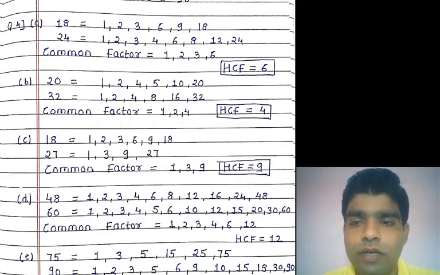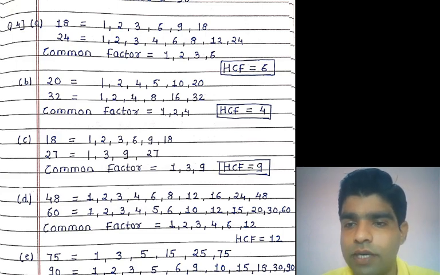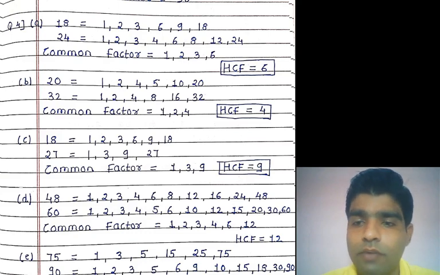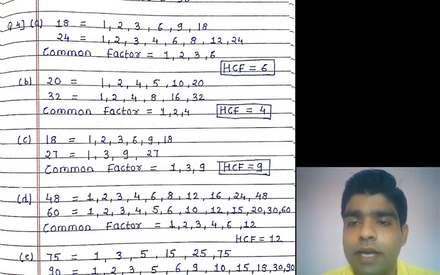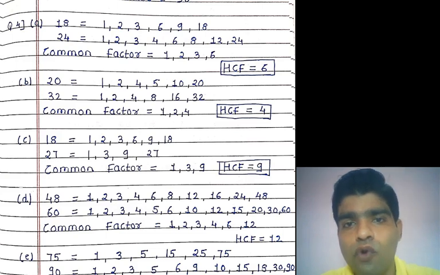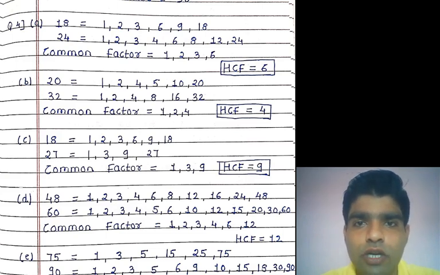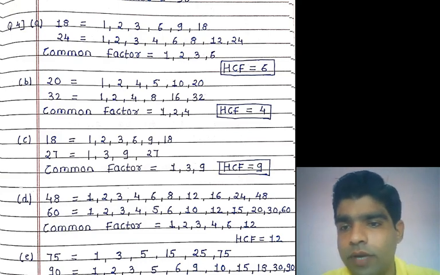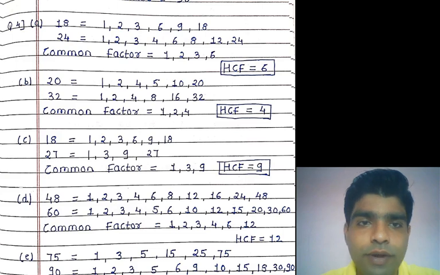Next we find the factors of 24. Here we have 1, 2 definitely, 3, 4 because 4 sixes are 24, 6 because 6 fours are 24, 8 because 8 threes are 24, 12 because 12 twos are 24, and the last one is 24. It means the factors of 24 are 1, 2, 3, 4, 6, 8, 12 and 24. These are all the factors of 24.